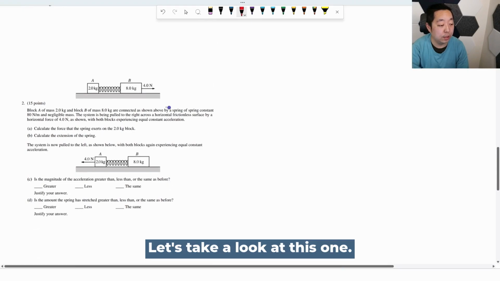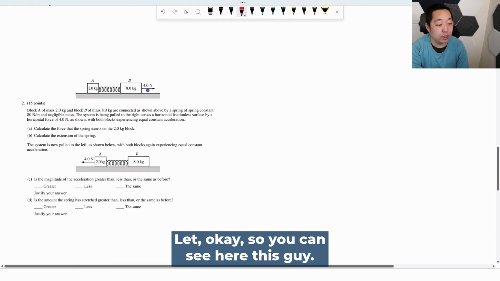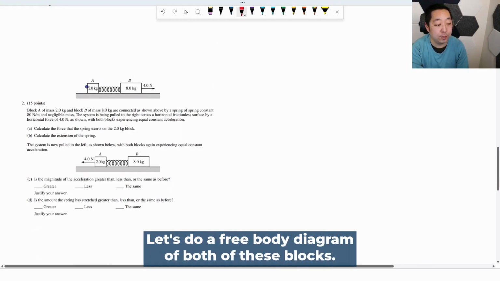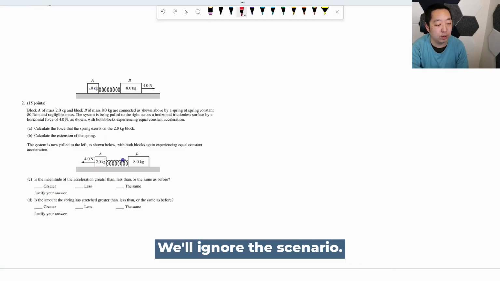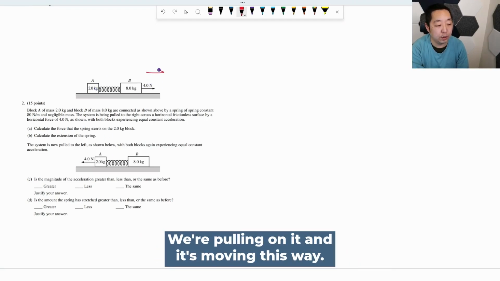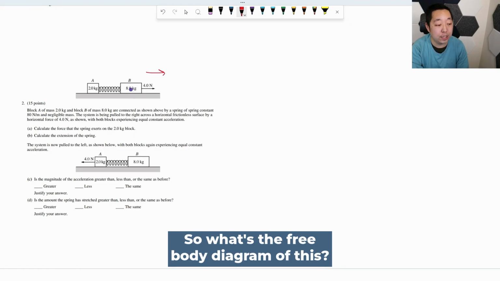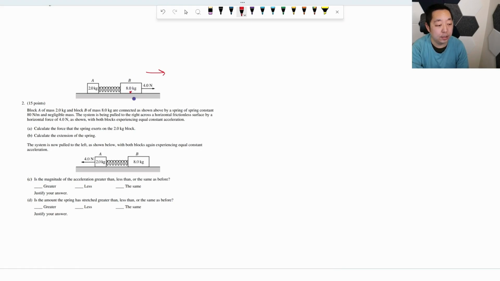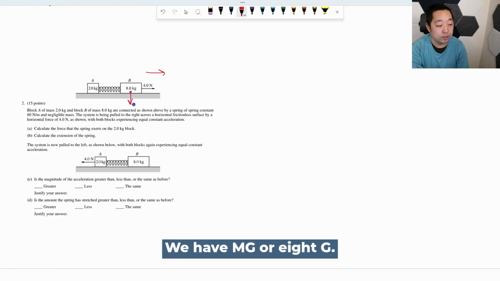Let's take a look at this one. Let's do a free body diagram of both of these blocks. We'll ignore the scenario. We're pulling on it and it's moving this way. So what's the free body diagram of this guy? All right, we have mg, or 8g. We have normal force.